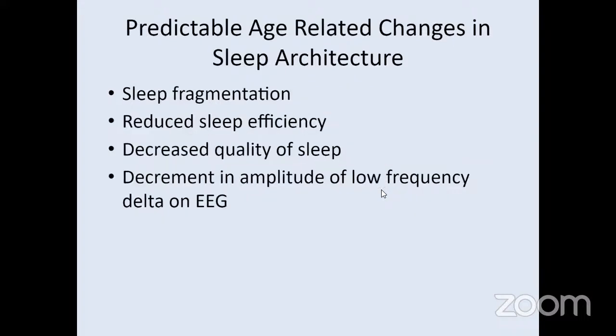So, predictable age-related changes in sleep architecture. These are the physiological changes that occur with age. They include sleep fragmentation, reduced sleep efficiency, decreased quality of sleep, and decreased amplitude of low frequency delta waves on EEG.